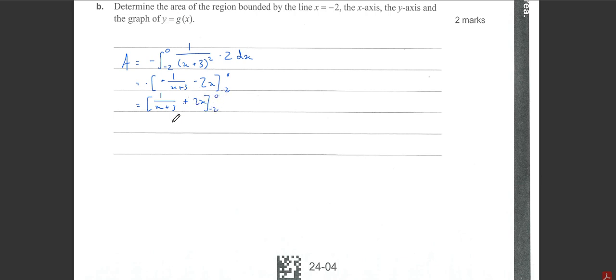So substituting 0, we get 1 over 3, and then minus, substituting negative 2, we get, what's that? 1 over negative, no, just 1. And then plus, oh, not plus 4, minus 4. So we get 1 over 3 plus 3, essentially, which is equal to 10 on 3. Okay.